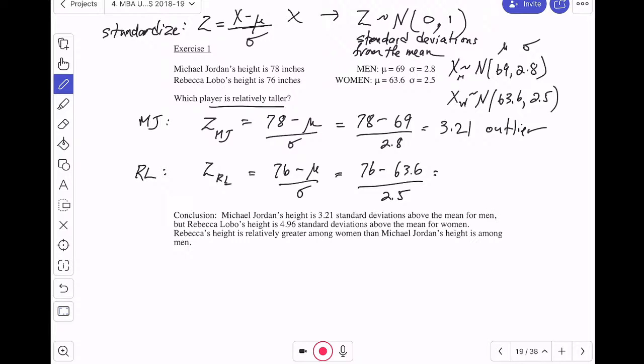And for Rebecca, she's 4.96 standard deviations above the mean for women's heights. So she's an outlier too, but not only that, she's really much taller, right? So she is the taller of the two.